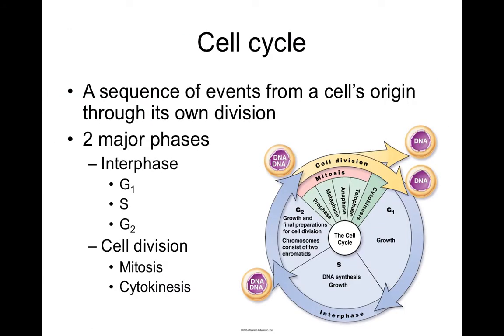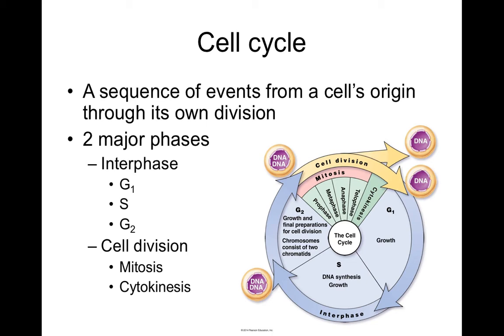Which brings us to the cell cycle. So what is a cell cycle? It's the cycle that a cell goes through. Duh! It's the sequence of events from a cell's origin through its own division. So remember how we talked about all living things go through growth and repair? That's one of the main qualifications to make something living. Well, the way that cells grow and repair is through mitosis.